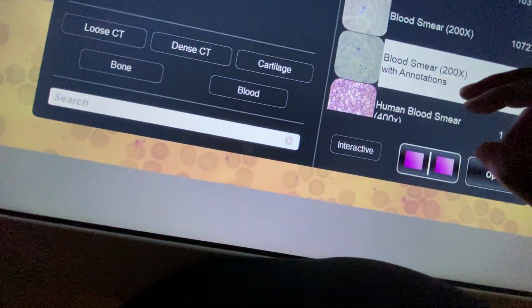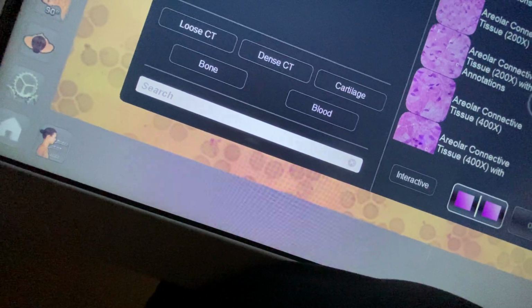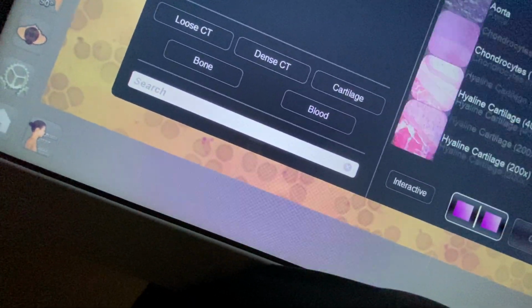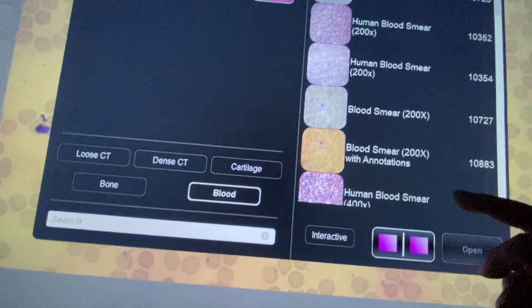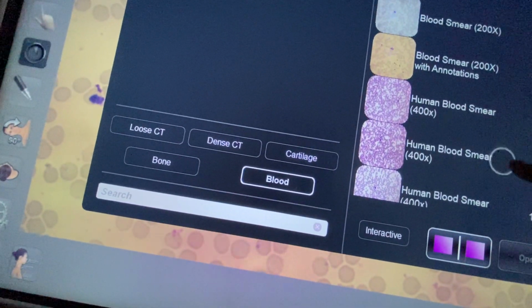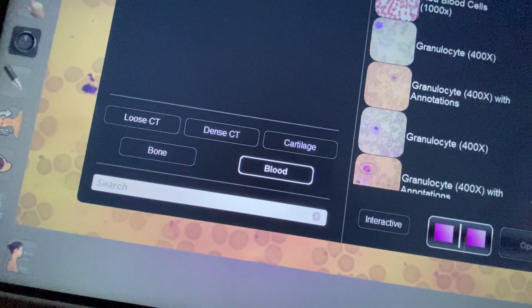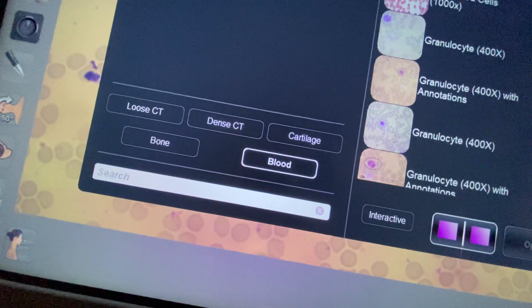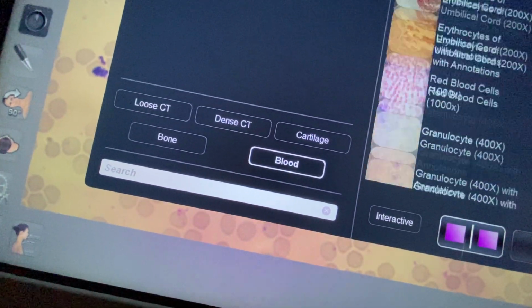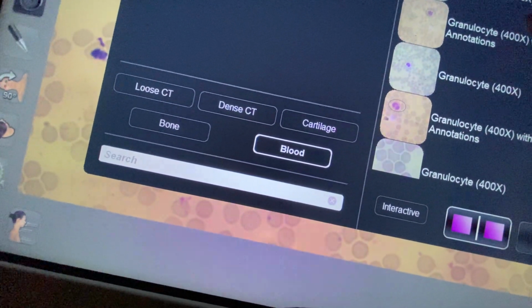Okay. Now let's look at another histology, and let's look at some more blood. Why does it want me to look at blood? Okay, here. Now the best pictures, I believe, are from your lecture. So let's look at some different granulocytes.